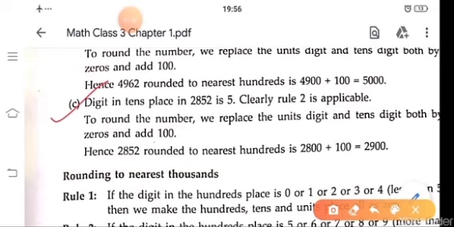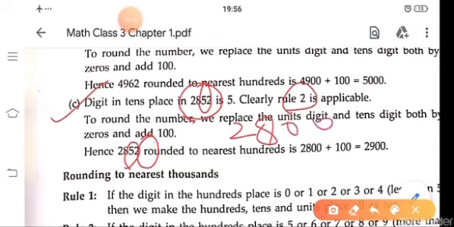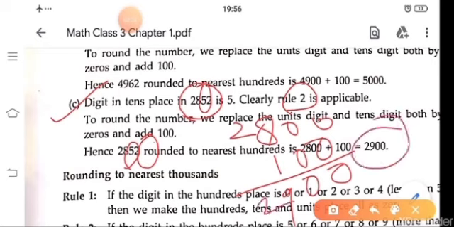Example number C. Now see here, children, in this example, 2852, and at tens position 5 is here. So here rule number 2 is applicable. So for rounding the numbers to nearest 100, we are going to write 0 in place of 5. We write 0 in place of 2. So what it becomes, 2800, and then we add here 100. Then 0 plus 0, 0, 0 plus 0, 0, 8 plus 1, 9, and 2. So it becomes 2900.